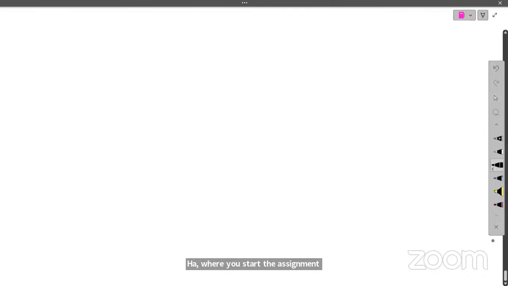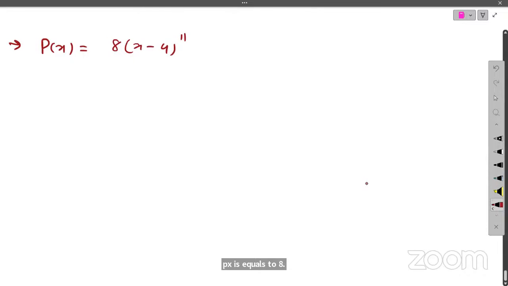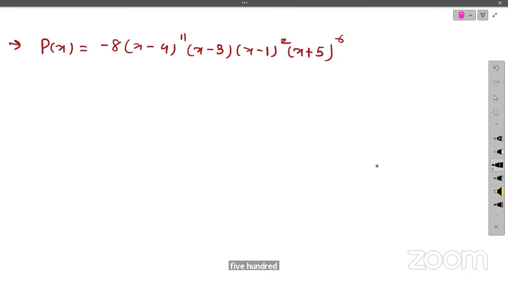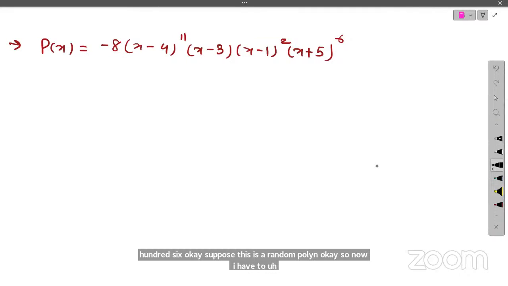So let's try to take very particular examples. Suppose p(x) is equal to minus 8, let's take minus 8, (x minus 4) to the power 11, (x minus 3), (x minus 1) the whole square, and let's take one more factor, (x plus 5) to the power 6. Okay, suppose this is a random polynomial. Now I have to draw the graph of this polynomial. Okay, so how will I start?